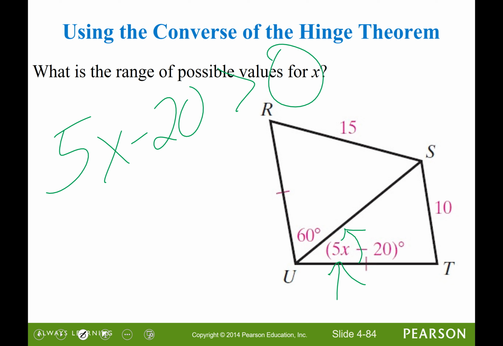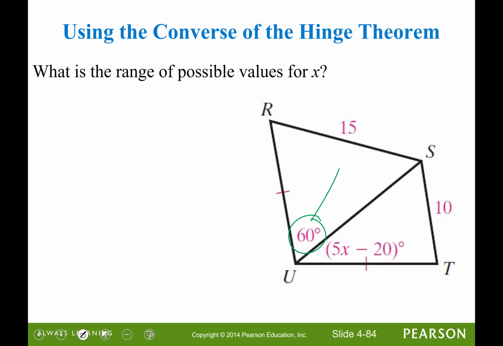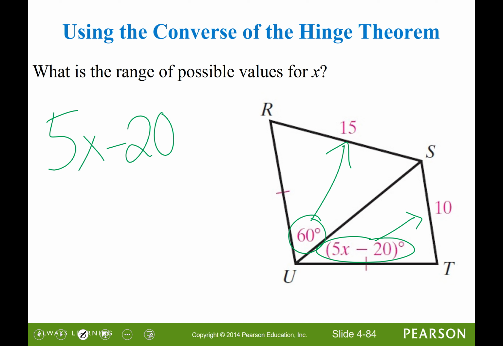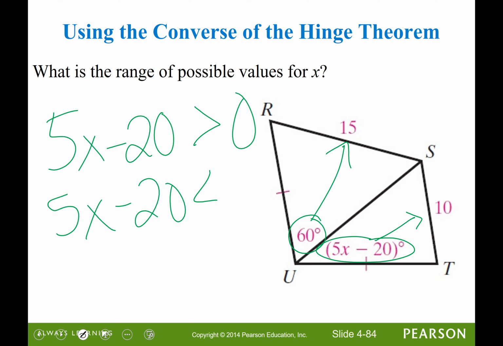I also see that the 60 is opposite of 15, whereas our angle is opposite a 10. So this angle that we're interested in has to be smaller than 60 degrees. Do you see that? The 60 is opposite 15 and ours is opposite 10. So that means our angle, the 5x minus 20, has to be less than 60 degrees. So we just found the range. Well, not quite, we're not quite done, but the 5x minus 20 has to be greater than 0, and the 5x minus 20 has to be less than 60.